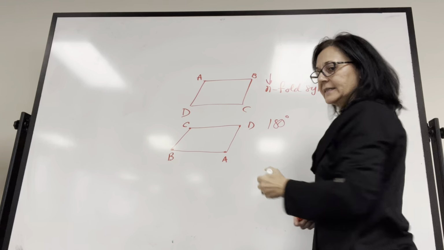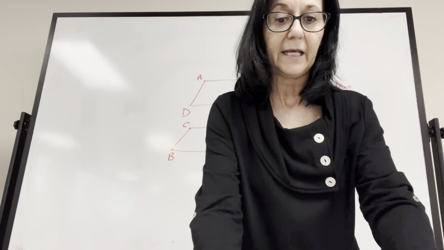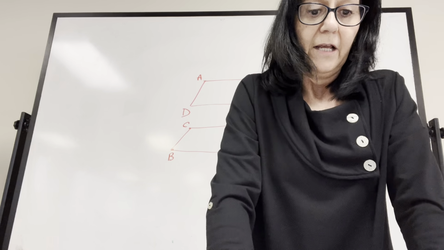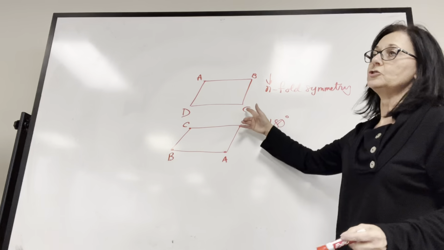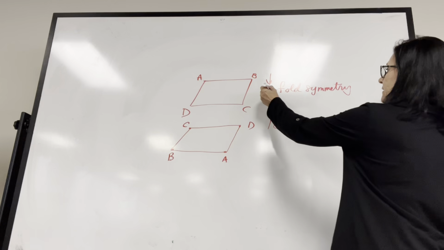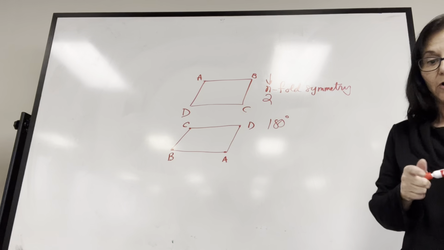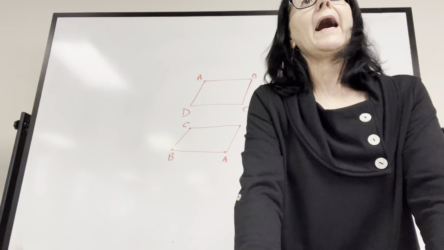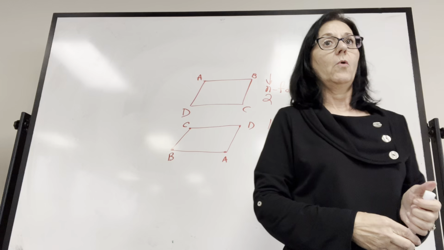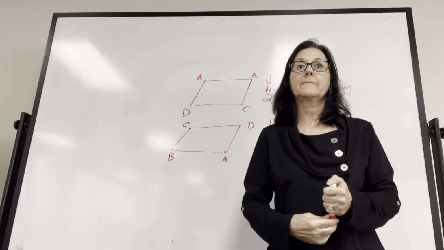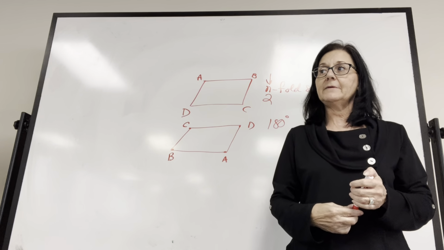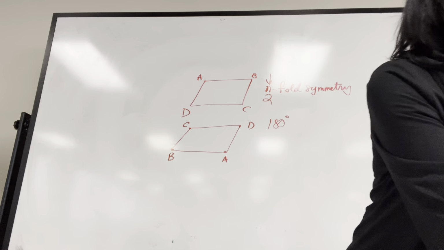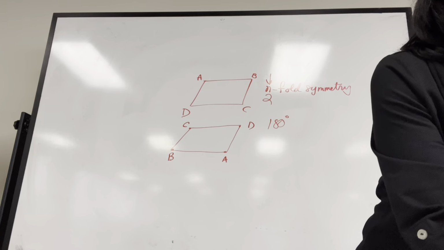The N just says how many times can I rotate it such that it looks the same. So a parallelogram has two-fold symmetry. Got it? Two-fold symmetry. What about a square? What fold symmetry does a square have? How many times can I rotate it and look exactly the same? Four-fold symmetry. Are you getting it?